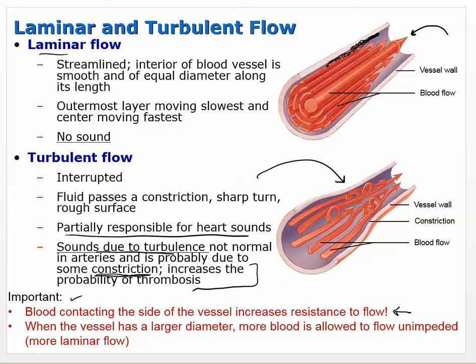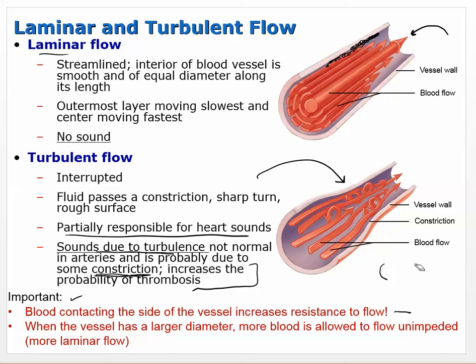So more resistance, because it's kind of, like I said, scraping along the side. Of course, it's blood, so it's not really scraping, but it is interacting. When the vessel has a larger diameter, more blood is allowed to flow unimpeded. That makes sense too. If you've got a very small vessel, you're not going to have very much room, and you're going to have comparatively a lot more blood scraping along the side of the vessel. So when you look at the proportion, in these small vessels there's a lot of scraping and just a little bit of blood in the middle.